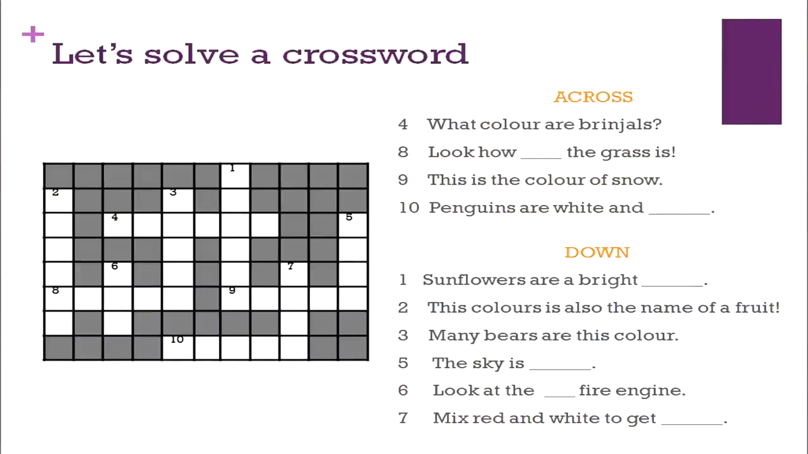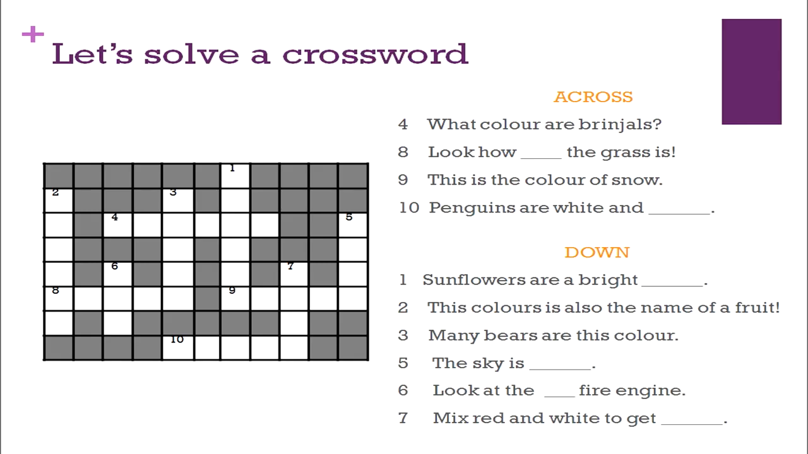Let us solve a crossword. Now, solving a crossword also is like reading, comprehending, and then finding the appropriate word. Okay, what color are brinjals? Look how dash the grass is. This is the color of snow. Penguins are white and dash. So, I am reading, comprehending, and also then trying to find out the appropriate word. And it is based on colors. I have understood that much.